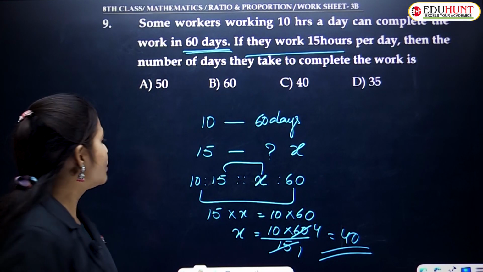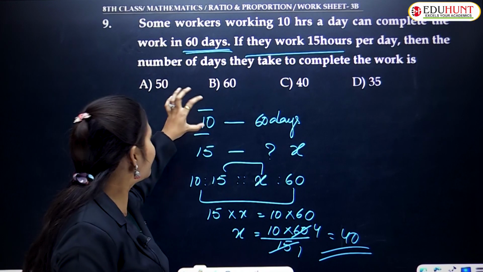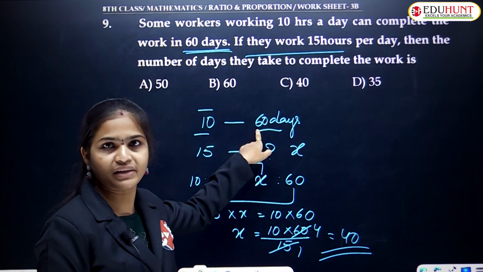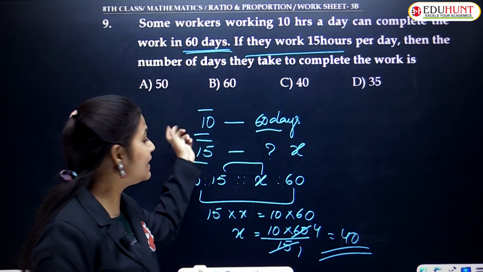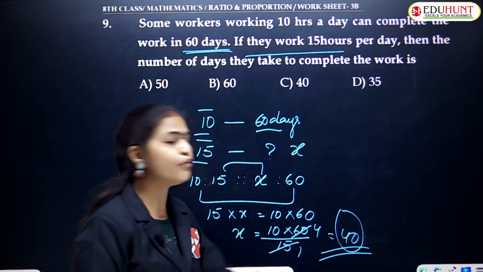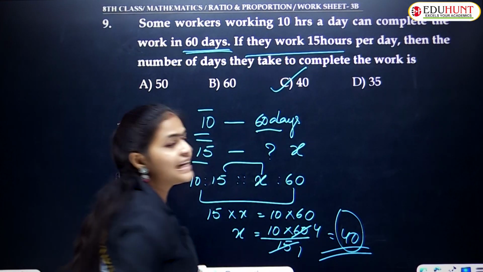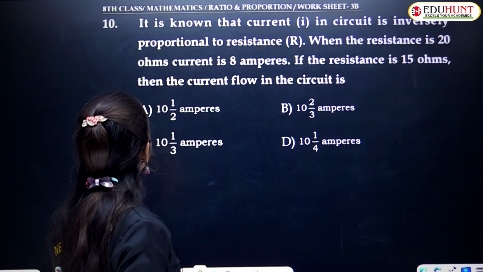Am I clear? So if they take 10 hours time to finish a work in a day, then they will take 60 days to finish that complete work. If they work 15 hours per day, then they will complete the same work in 40 days. Which one is the correct answer here? Option C is correct, that is 40 days. Understand? Let us see next, the 10th question.